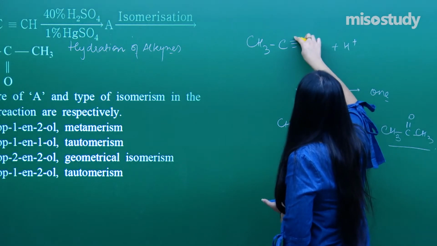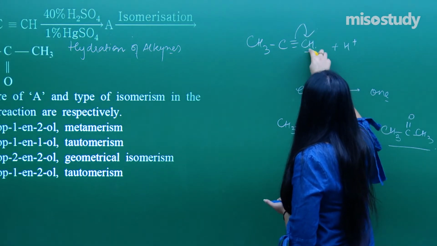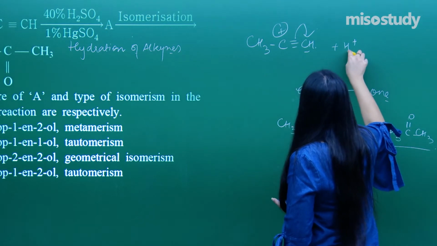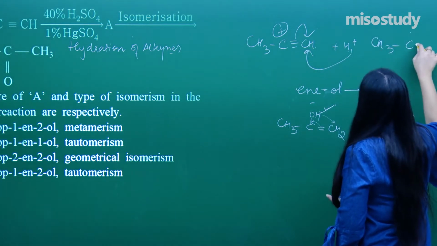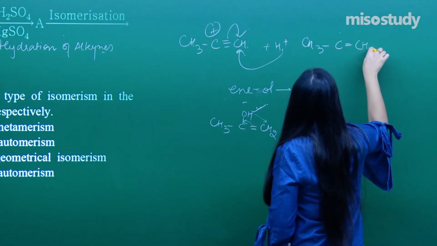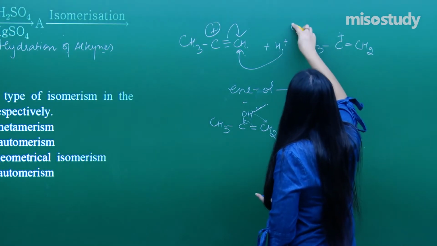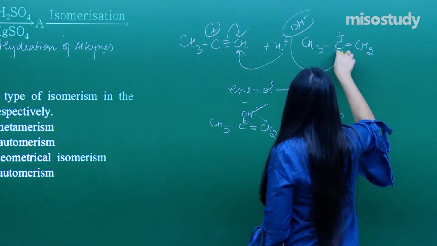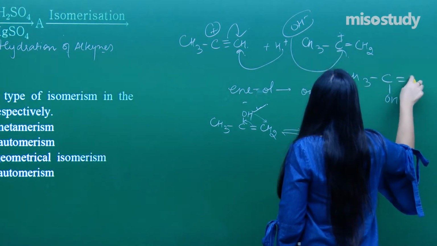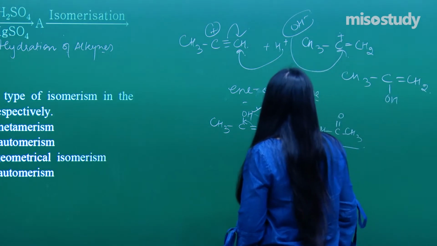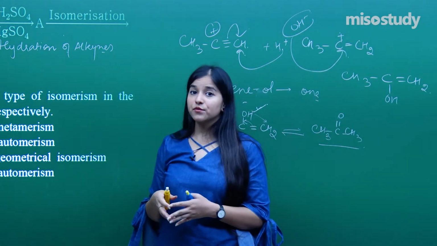What will happen is this will shift to this side negative and this is going to be positive. This H positive will shift here, CH2 sort of, and this is positive. Obviously in the medium there will be OH negative ions which will get attached over here, and I get what I suspected, this one. This kind of a mechanism will be followed.